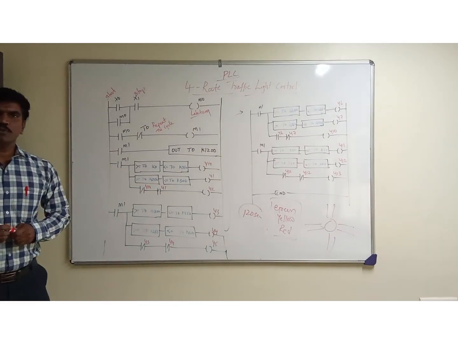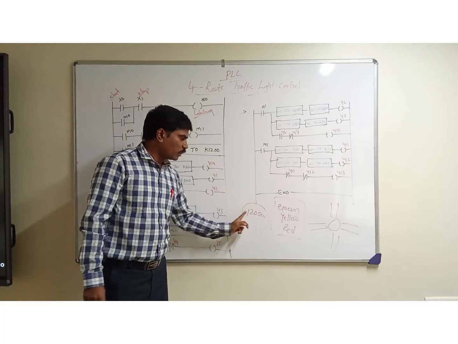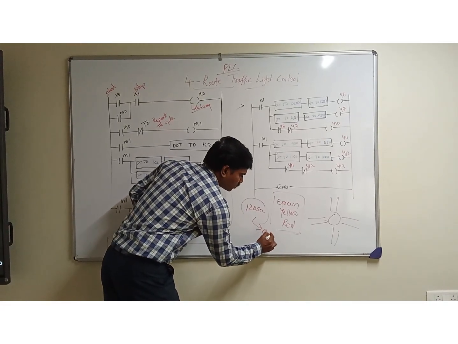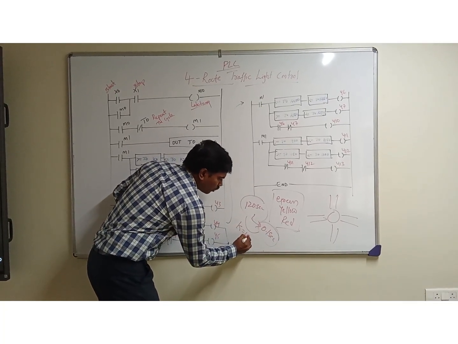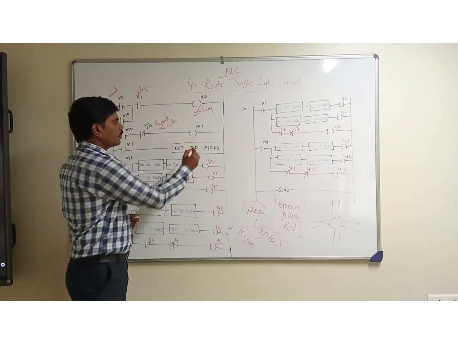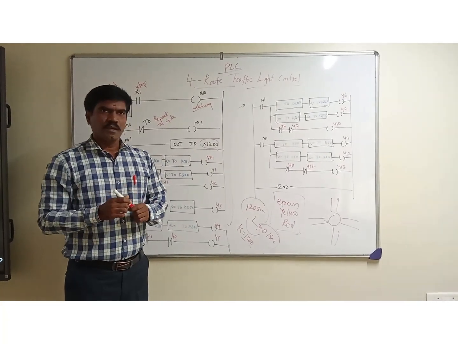So here we need to use one timer, which will count the total time of 120 seconds. Here we are using a base time of 0.1 second, so the overall preset time K is equal to 1200. That is the same value we have used here, and that is our one cycle time.